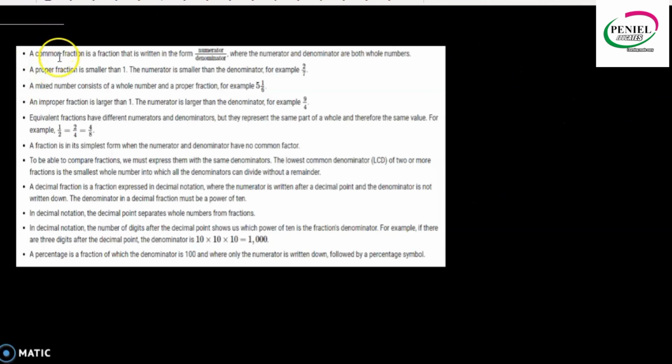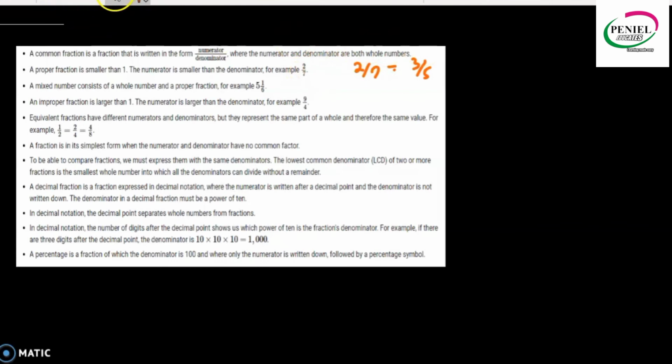To summarize what we've been able to do from part 1 to part 2, we looked at the common fraction. A common fraction is a fraction that is written as numerator over denominator. The numerator is always above, and the denominator is below, and both are whole numbers. We also say that a proper fraction is smaller than 1. The numerator is smaller than the denominator. That's a proper fraction. You have like 2 over 7, or 3 over 5. These are proper fractions, and they are smaller than 1.